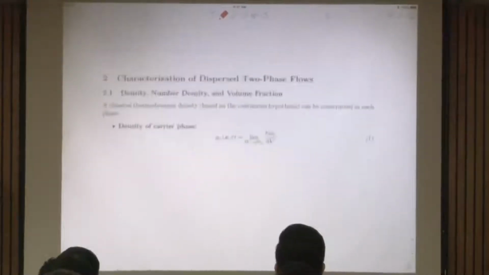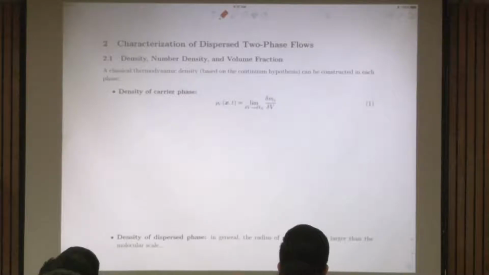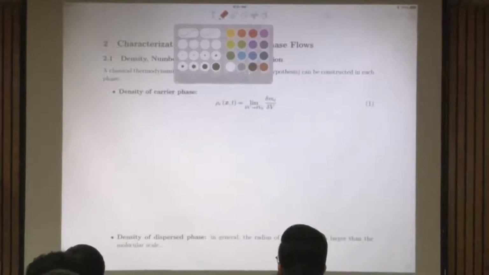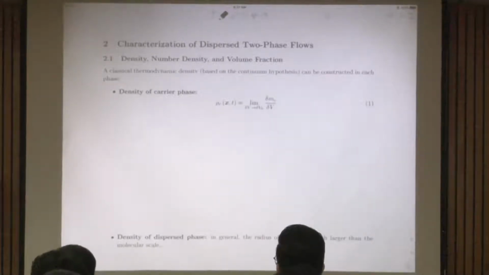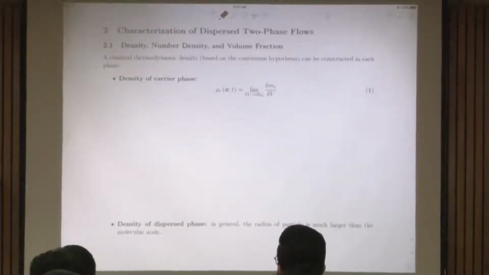Okay, so I'll start with some very basic observation that should not be new to really any of you, but that's something we don't typically think about, especially in the context of CFD. We want to characterize a dispersed two-phase flow, and to do that, it is natural to introduce the concept of some sort of a volume filter.